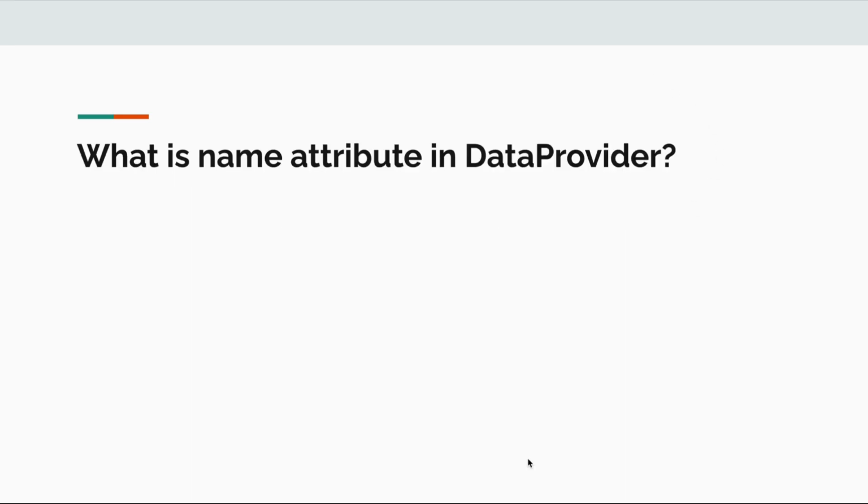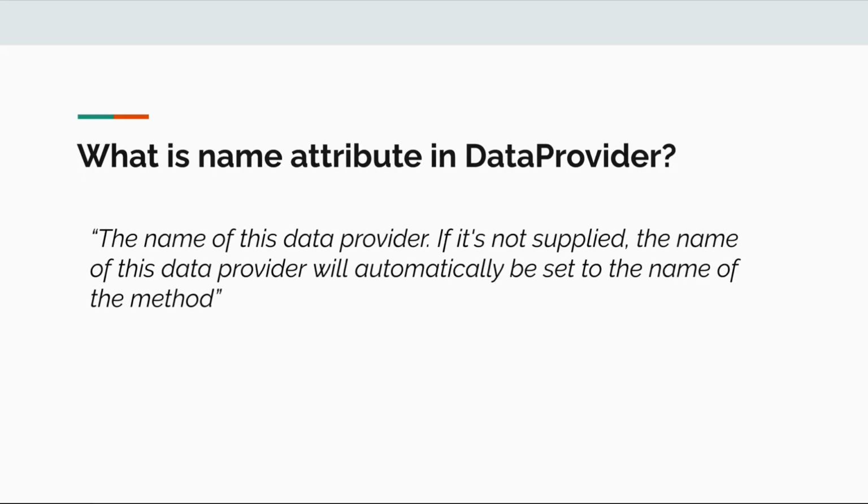So let's start with the first attribute, the name attribute in the data provider. So the name of the data provider, if it is not supplied, then the name of this data provider will automatically be set to the name of this method. When we learned about the @Test annotation attributes, we saw that there are default values for all the attributes, right? So in this case as well, if we don't provide any name to the data provider, then it will automatically be set to the name of this method. Let's look at it using a demo.